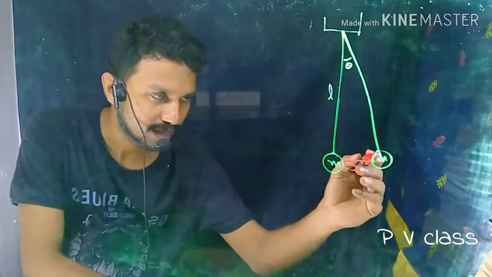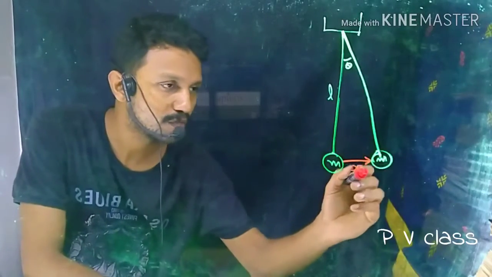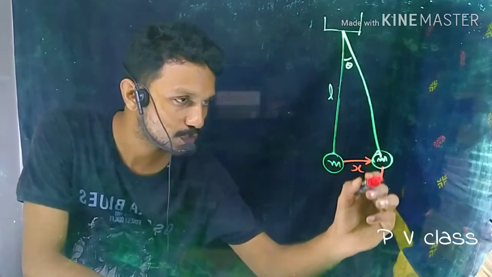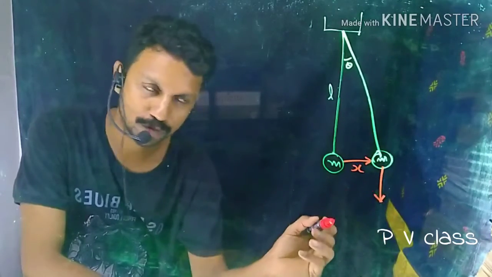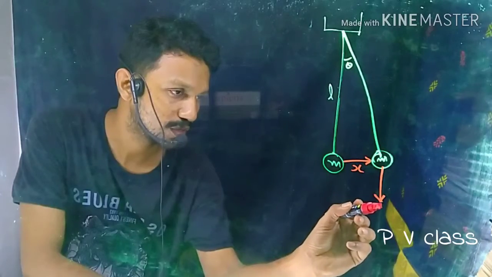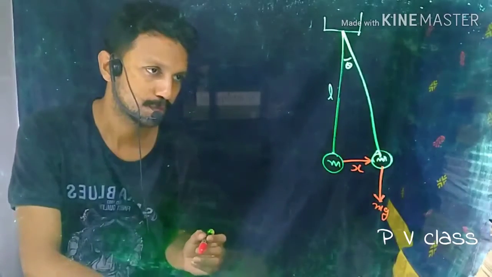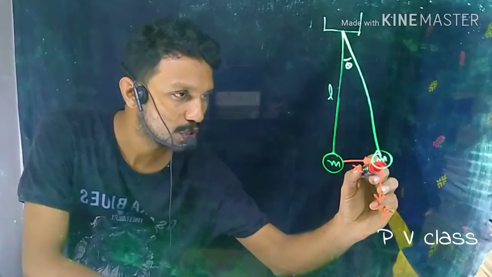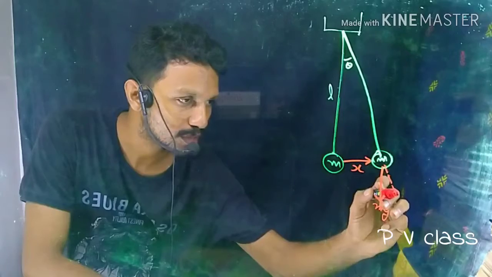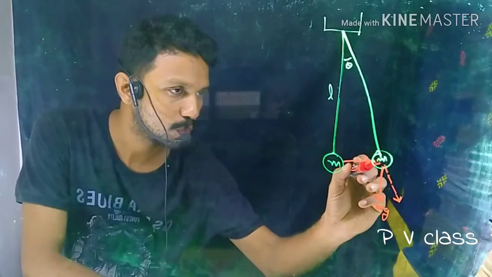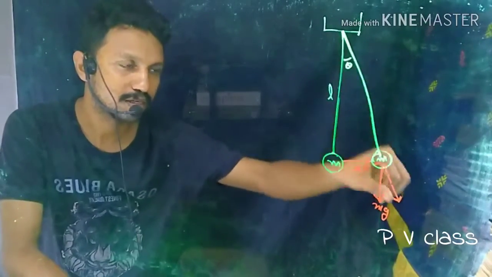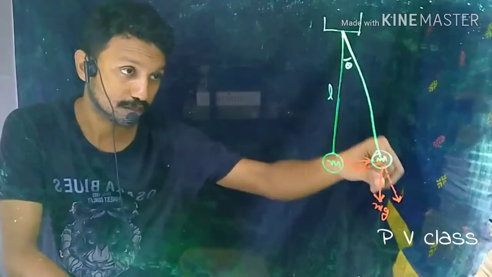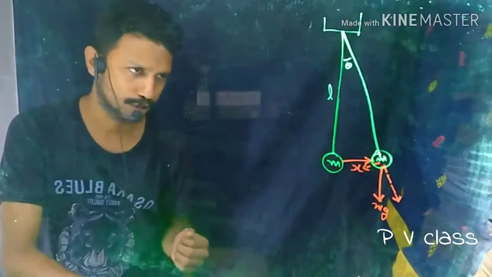Then at this position the pendulum will experience a gravitational force which is acting vertically downwards. The gravitational force over here should be mg, and this mg gravitational force could be resolved into one component like this and one component like this. That is, we are resolving the gravitational force into one component in the direction of the string and one component perpendicular to it.